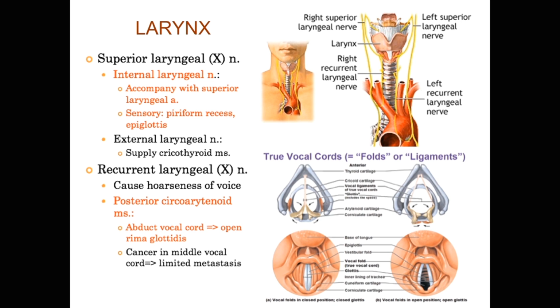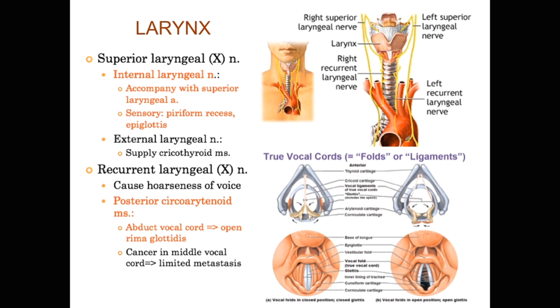Your internal laryngeal is accompanied by your superior laryngeal artery, and they go into piriform recess and past the epiglottis, and it does sensory and blood supply, sensory above the vocal cords. So internal laryngeal is going to be sensory above the vocal cords. Okay, this goes into piriform recess. If you get a fishbone stuck in there, it can damage internal laryngeal, losing sensory above the vocal cords. External laryngeal does motor for your cricothyroid and pharyngeal constrictor muscles. And that's your external laryngeal nerve.